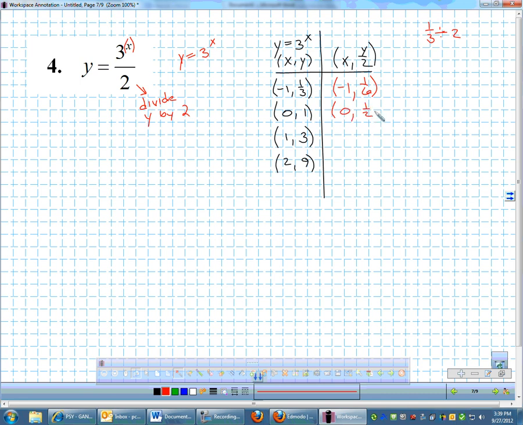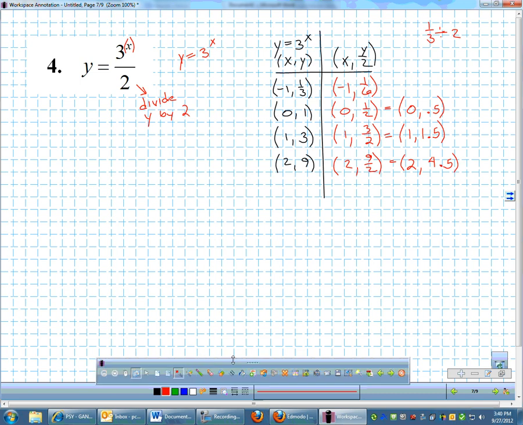1 divided by 2 is 1/2. Then I have 3 divided by 2 is 3/2. Then I have 2, and then I'll divide this 9 by 2. 9 divided by 2 is 9/2. And if you want to write those as decimals, 1/6, you probably don't know off the top of your head. I do, but we're going to pretend that I don't. 1/2 is just 0.5. I'm only doing the decimals because it helps me graph. 3/2 is 1.5. And 9/2 is 4.5. And so there's my y's divided by 2, and that's my only transformation.